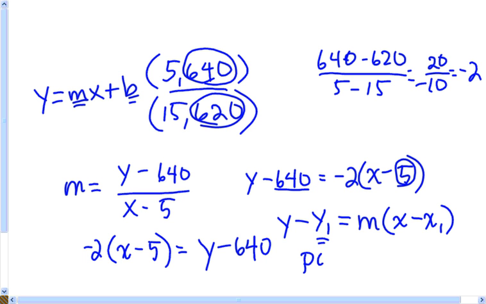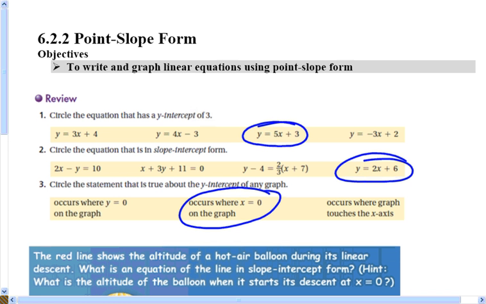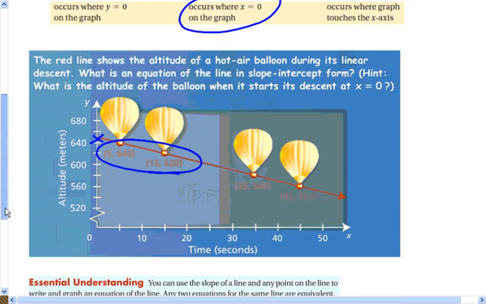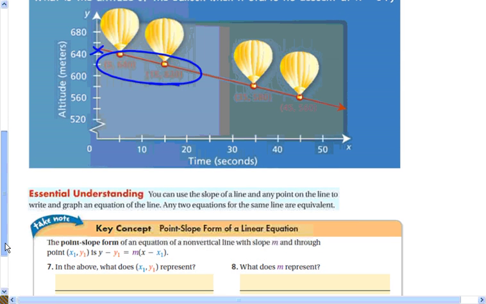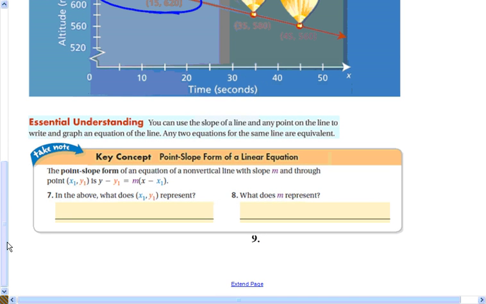And that equation is called the point slope form of the line. And the reason it's called point slope is because this x sub 1, y sub 1 is just any point on the line. So that's a point. And then the m is a slope just like slope-intercept form. So that's a quick way to find an equation when you're given information like this, lots of points. So here it is, point slope form of a linear equation. x sub 1, y sub 1 just represents any point on the line.